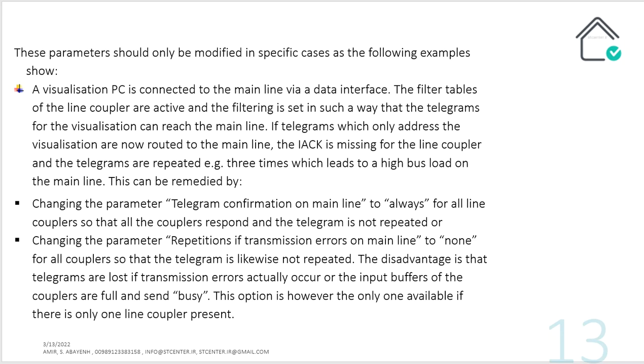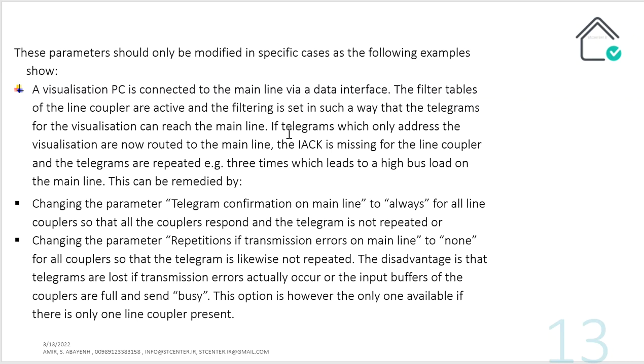For example, a visualization PC is connected to the main line via the data interface. Means, for example, an IP interface. The filter tables of the line couplers are activated, and the filtering is set in such a way that the telegrams for the visualization can reach the main line. If telegrams which only address the visualization are now routed to the main line, the acknowledgement from the line coupler is missing, and telegrams are repeated 3 times, which leads to high bus load on the main line.